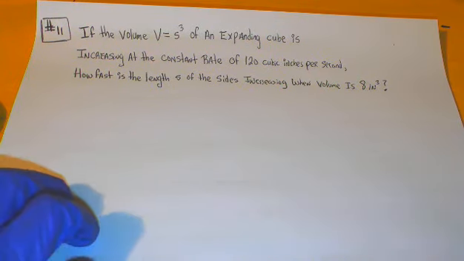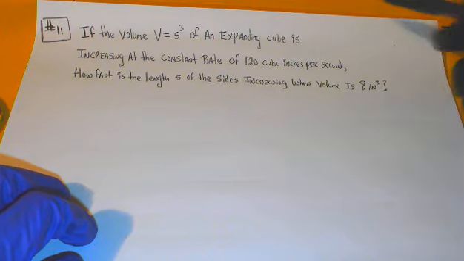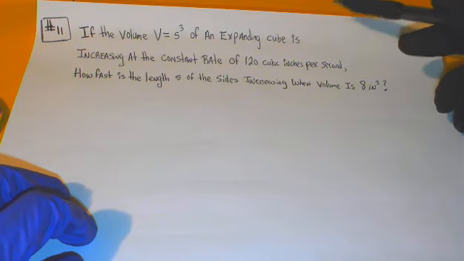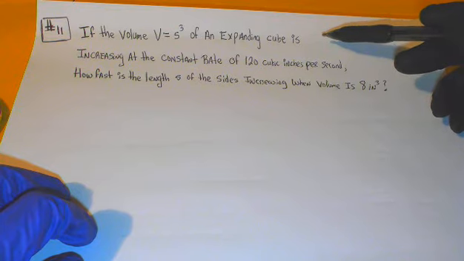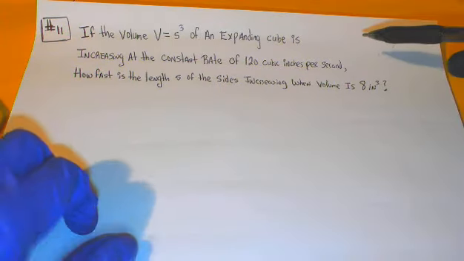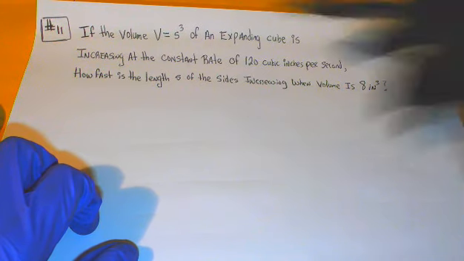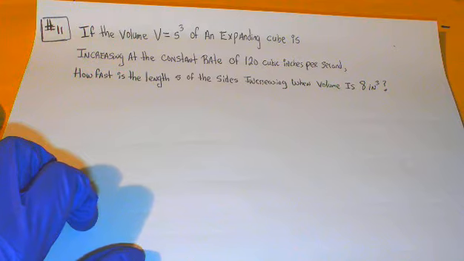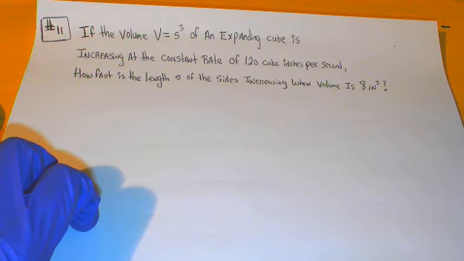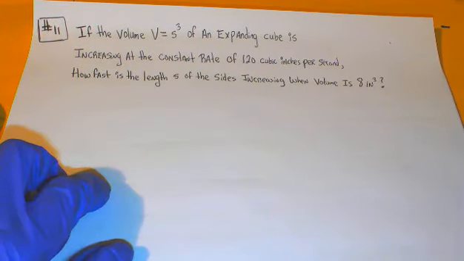Okay, so in this video we're going to take a look at problem number 11. It states that if the volume V equals S cubed of an expanding cube is increasing at a constant rate of 120 cubic inches per second, how fast is the length S of the sides increasing when the volume is 8 cubic inches? Well, this is a related rate problem.